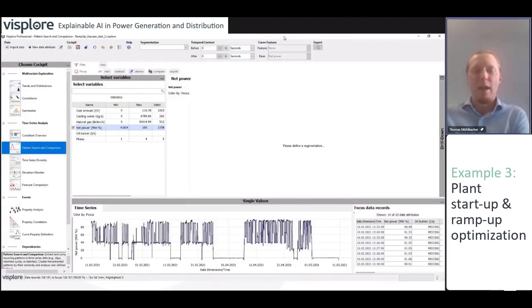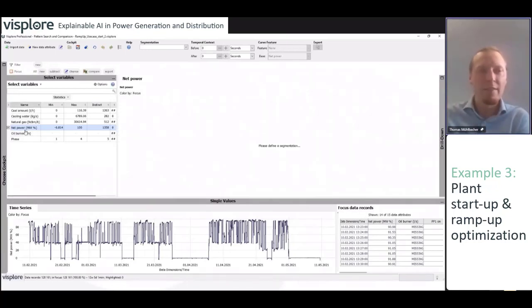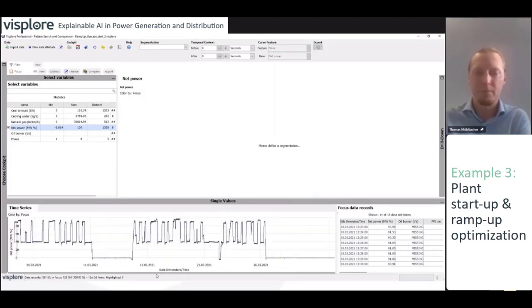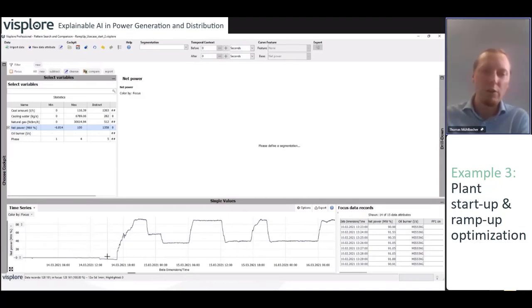Right. I'm back in Explore, this time in the cockpit pattern search and comparison. Let's start by looking at this net power time series. This is the amount of energy produced. And you see it here. Let's zoom in a bit. So here you see startup of the power plant, right, from 0. And then afterwards you see some of these ramp ups or redispatch events.